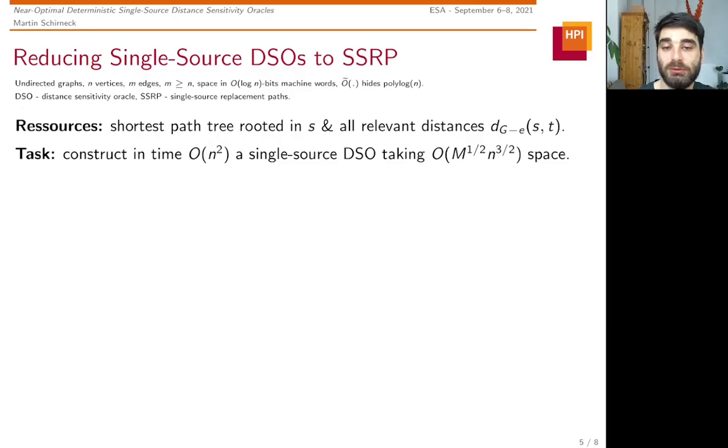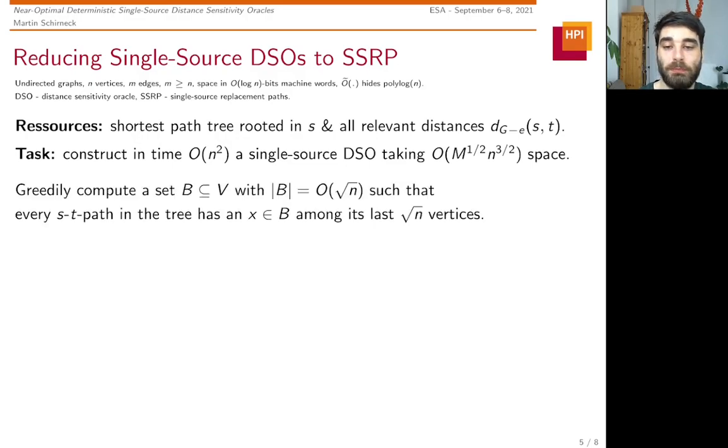The quadratic time is due to the fact that we have to touch every distance, but still it is small enough so that the known SSRP algorithms then dominate the complete preprocessing time. We start by computing a set of vertices we call pivots in such a way that every path in the tree has some pivot among its last square root n vertices. And we use this for a case distinction in our reduction.